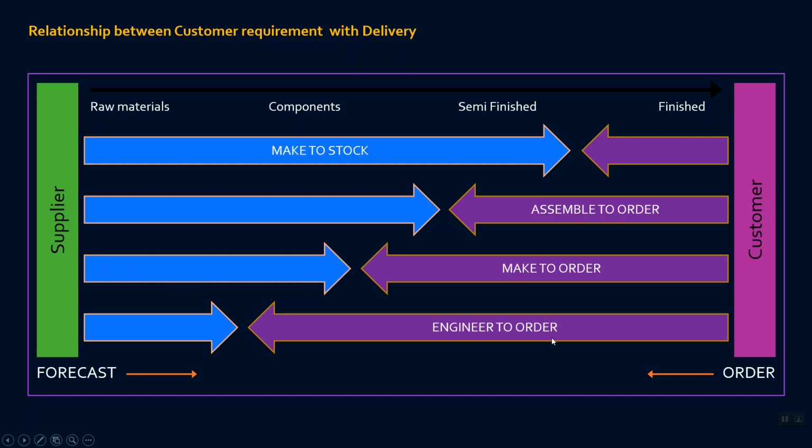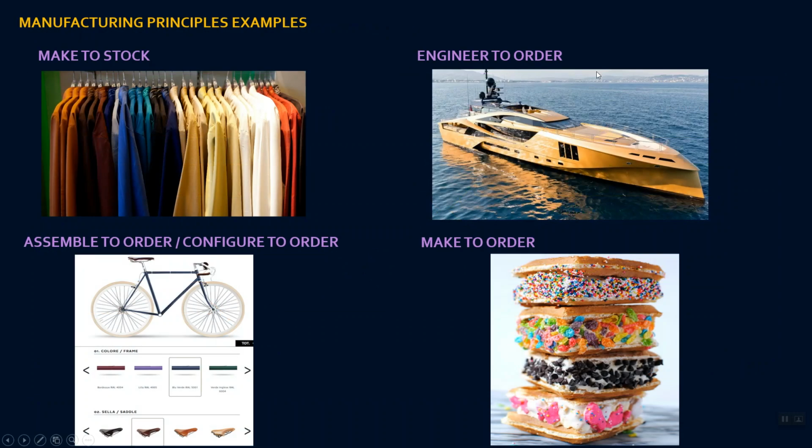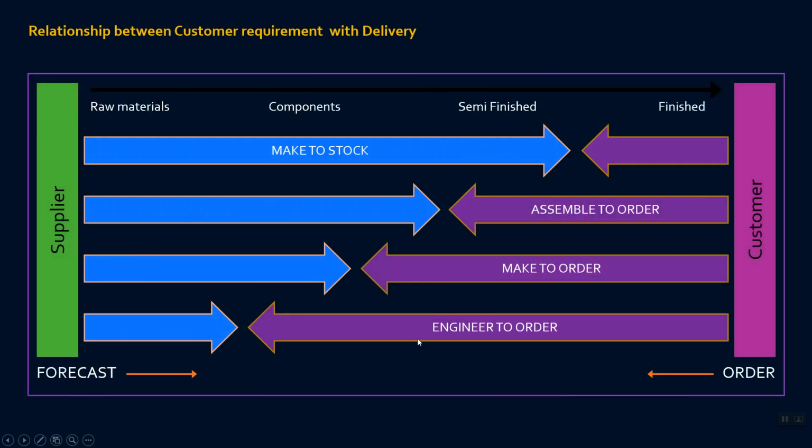Engineer to order is something unique, as you have seen in the example of a yacht. In this case, you cannot even purchase the raw material. You only keep and stock standard items, like fasteners or only C class items, which are common for all the industry or all the products which you are selling.